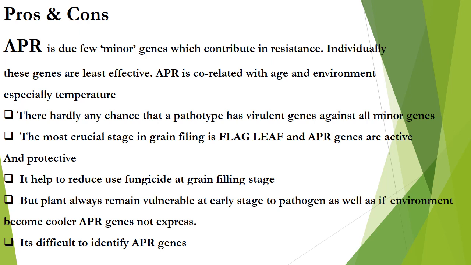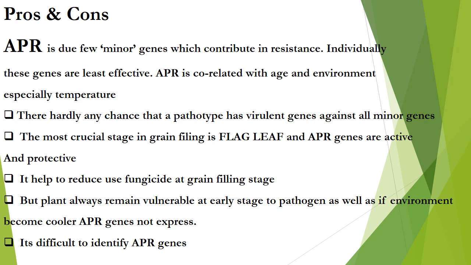First, we would like to discuss adult plant resistance. As I mentioned earlier, adult plant resistance is under the control of genes. But this is not under the control of a single gene; rather, more than one gene plays its role. So the effect of each is a minor one. That is why these genes are considered minor genes, and they all contribute to the resistance. However, individually these genes are least effective.